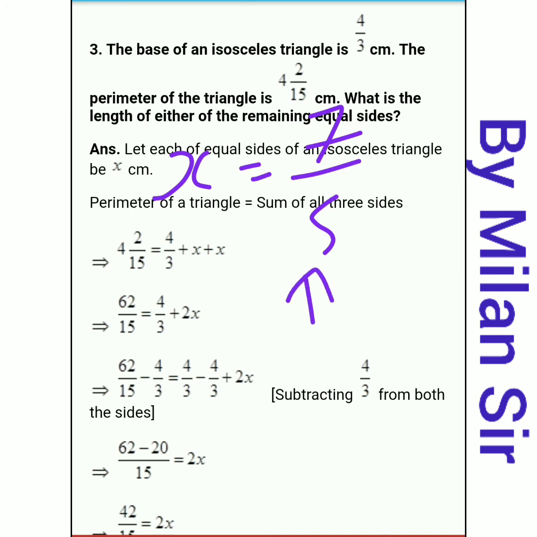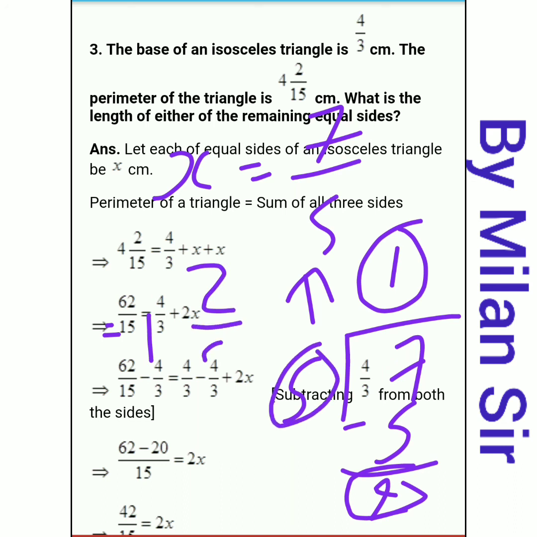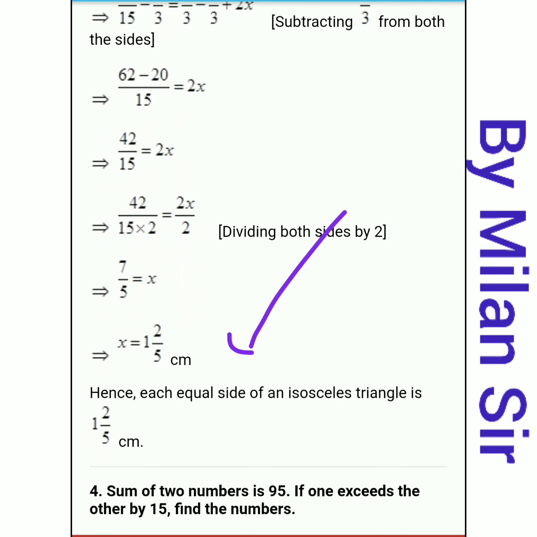This is an improper fraction, so we can convert it into a mixed fraction. 7 divided by 5: 5 ones are 5, and 7 minus 5 is 2. So finally, 1 with remainder 2 divided by 5, that is 1 2/5. This is our answer. Hence each equal side of the isosceles triangle is 1 2/5 centimeters. Thank you.